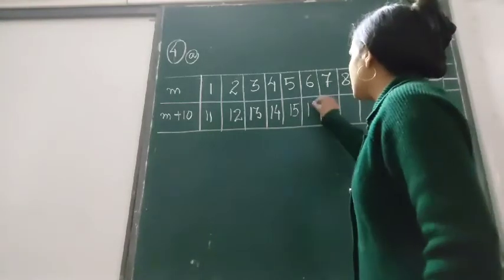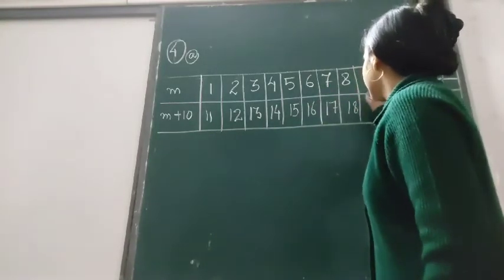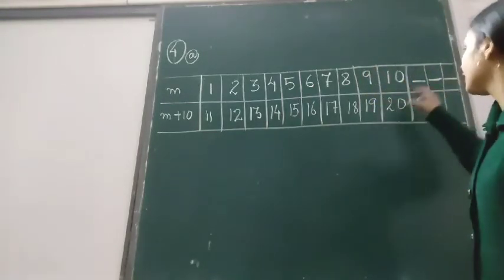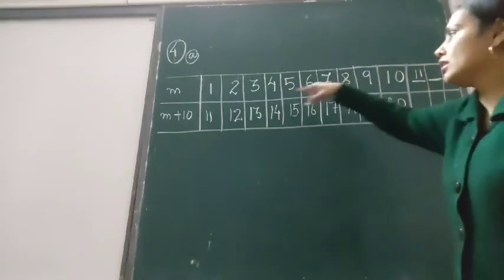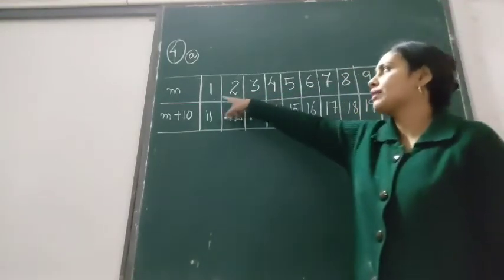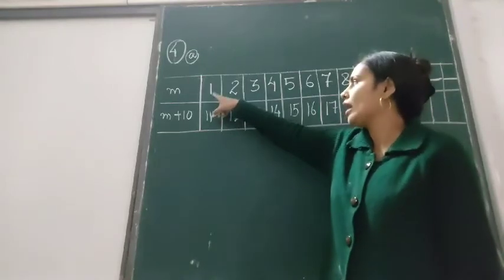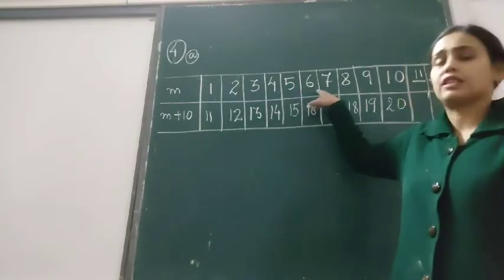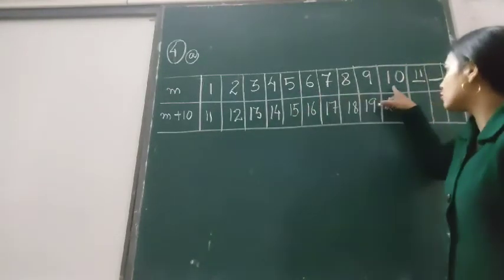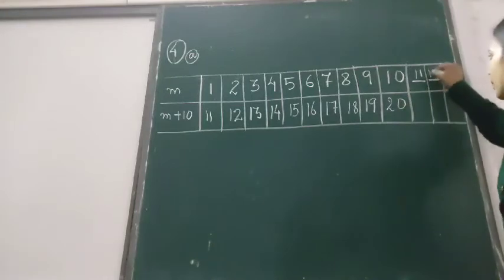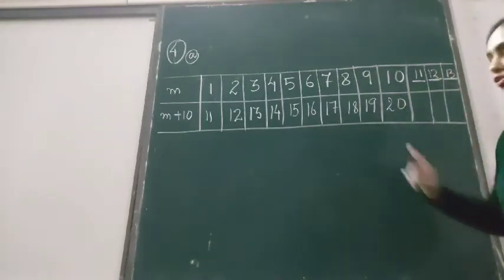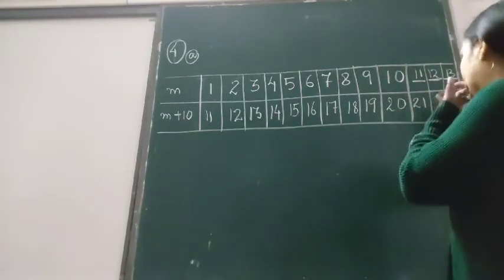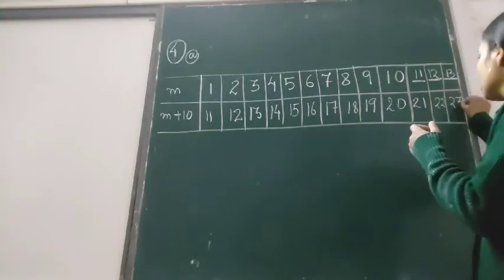I think it will go 16, 17, 18, then 20. Let's check, 20. After this, 10. Now see, the series is going plus 1, plus 1. 1 plus 1 is 2, 2 plus 1 is 3, 3 plus 1 is 4, 4 plus 1 is 5, 5 plus 1 is 6, 6 plus 1 is 7, correct? So 10 plus 1 is 11, 11 plus 1 is 12, and 12 plus 1 is 13. So this is 20, children. This becomes 21, this becomes 22, and this becomes 23.